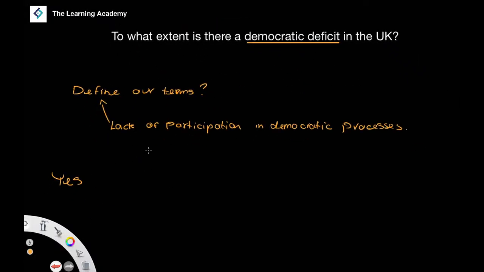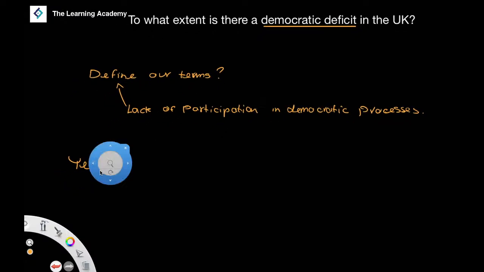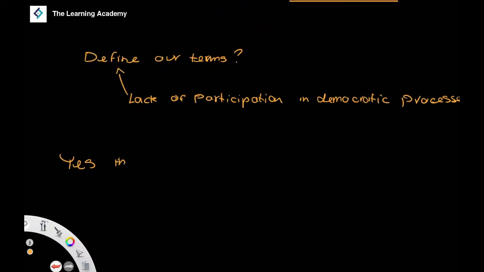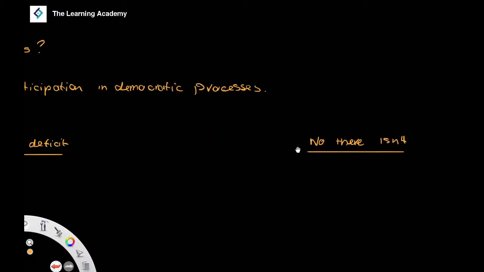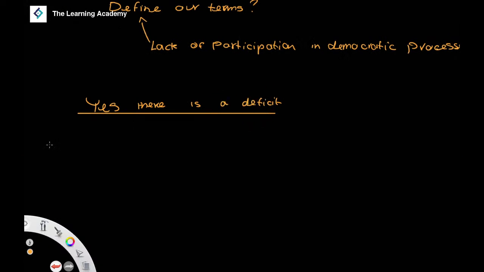And when we split this question up into two sides of the argument, because we're being asked to make a balanced argument on either side. Okay, so on the one hand, so yes. There is a deficit. That's what we're going to talk about on this side, and then we can go on to the other side of the argument, and we'll write no, there isn't a deficit. So let's start by looking at the reasons why we might suggest that there is a democratic deficit in the United Kingdom. Has anybody got any kind of points that they would like to make?